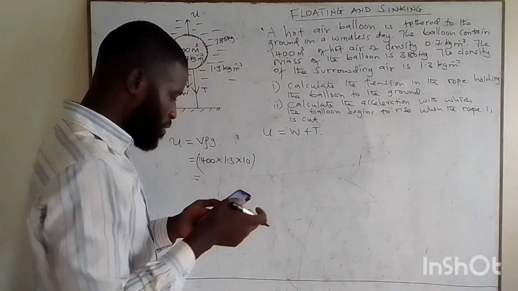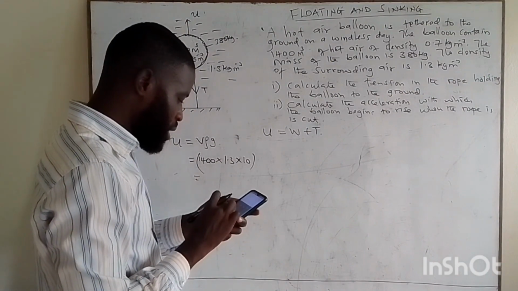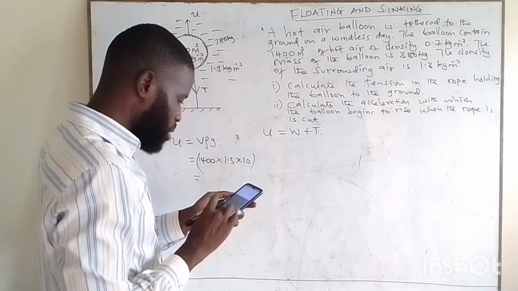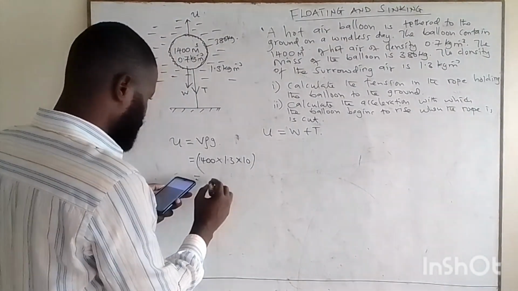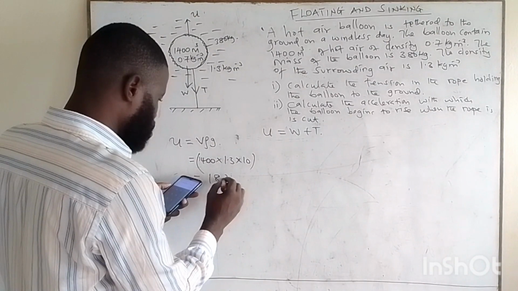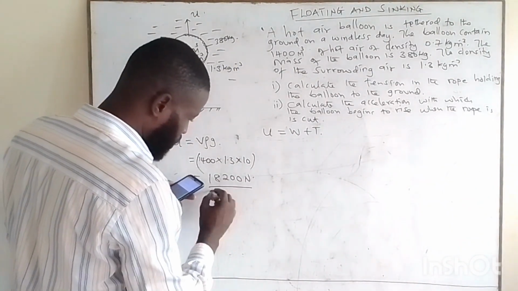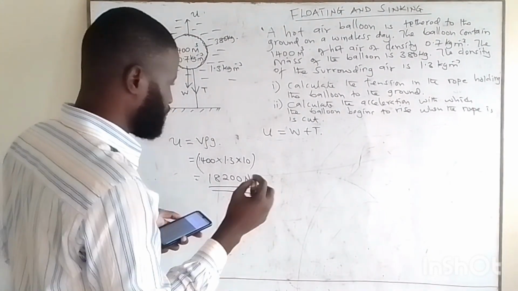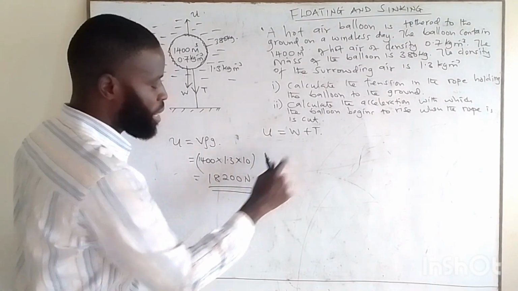So allow me to use my phone to calculate this. We have 1400 times 1.3 times 10. I get 18,200 newtons. That is the upthrust, and it is not the answer. Next, we need to get the weight, W.